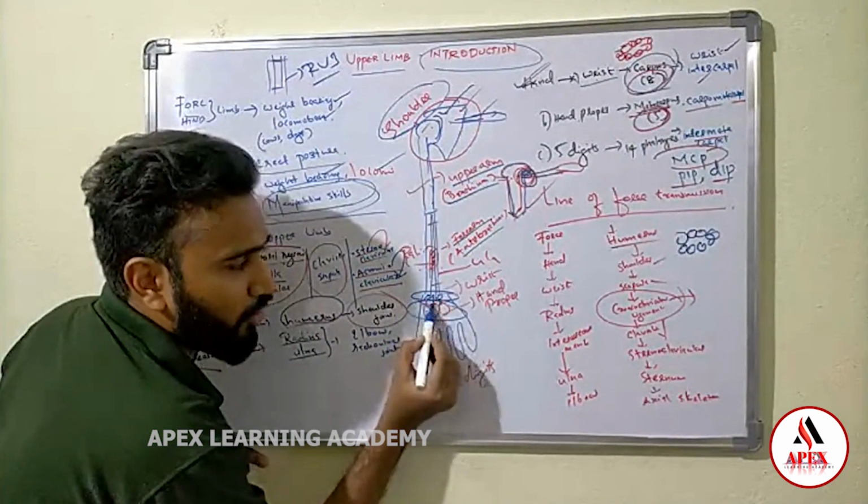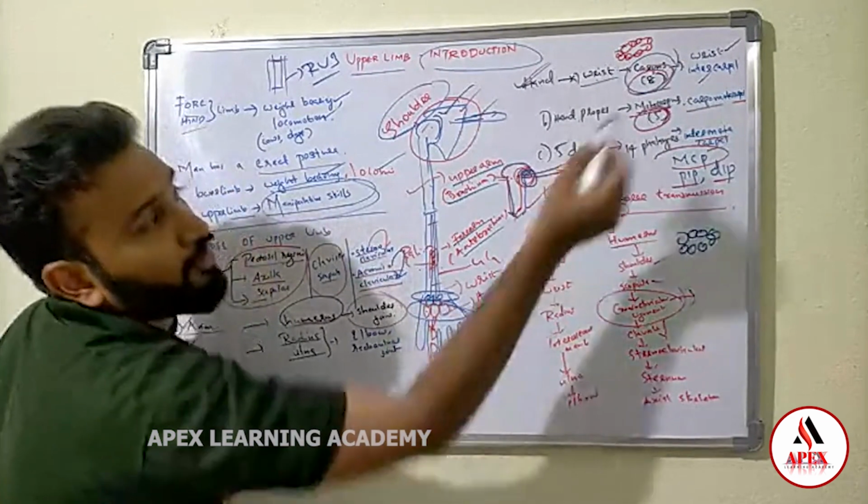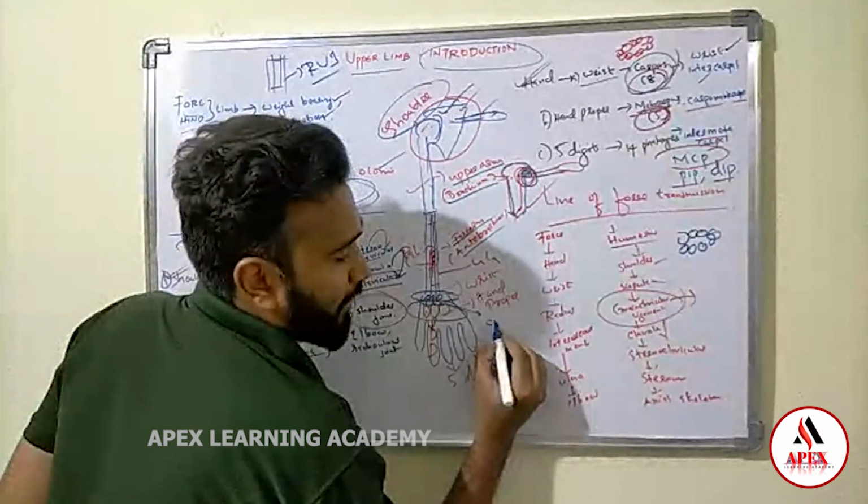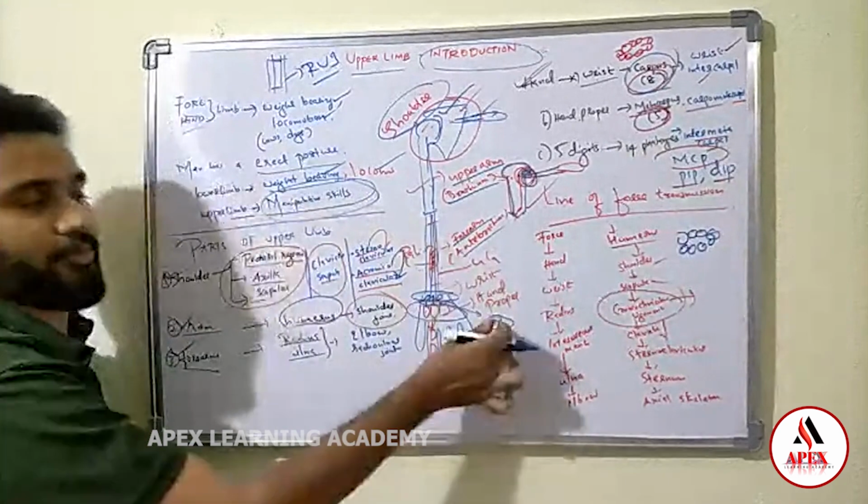Here there is a joint which is forming. Which joint? The carpometacarpal joint. The carpal and metacarpal bones are connecting, and that is a carpometacarpal joint.